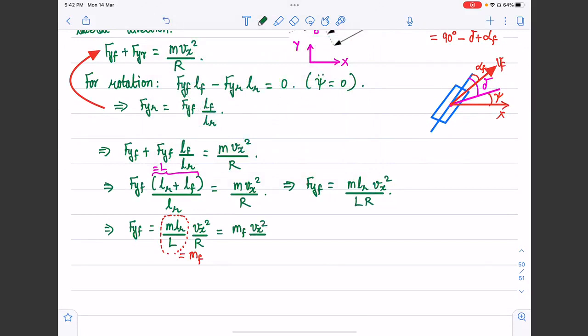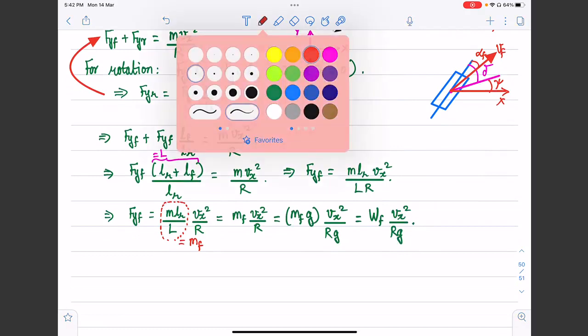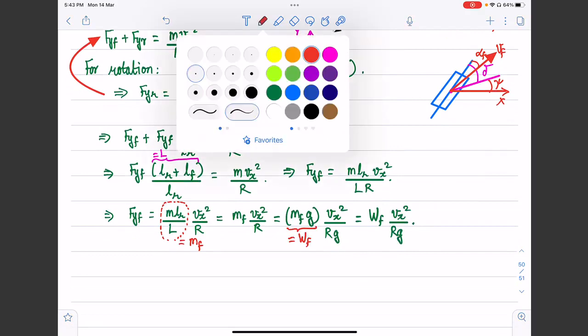So Fyf will become m subscript f Vx squared by R. Okay, this we can write as mf g Vx squared by Rg. And what is mg? It will be the weight. So I write it as Wf Vx squared by Rg. Okay, I hope it is clear how we got this, right? I hope these steps are okay. So what I did here, I just multiplied and divided by g, the acceleration due to gravity, and Wf is equal to mf times g. Okay, so that is what we will have.